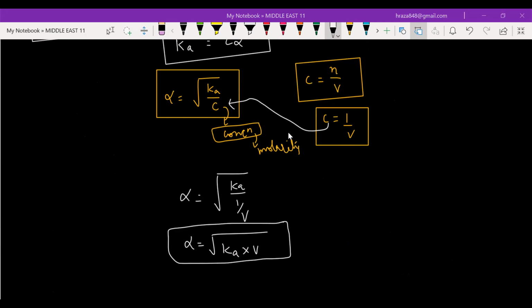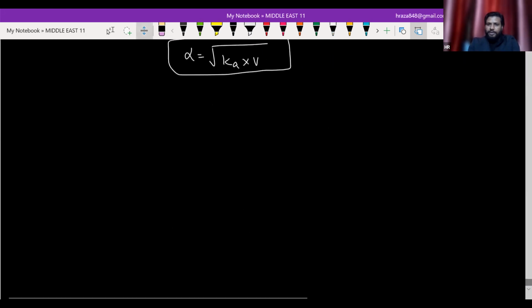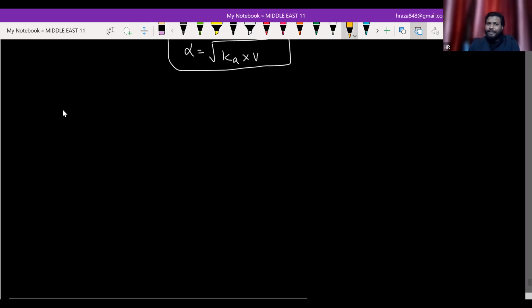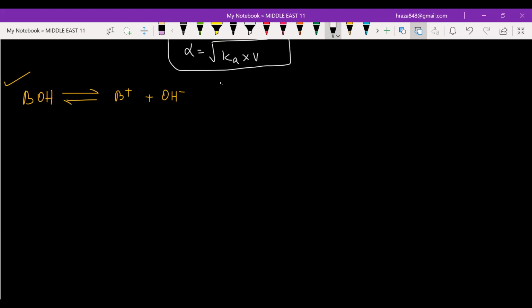Now see, I didn't tell you till now what exactly Ostwald dilution law is. First we are going to understand. I just did all this for acid. Now in the same way, suppose this is a base, and if you put it in water, it will be converted into B plus and OH minus. Is this clear?